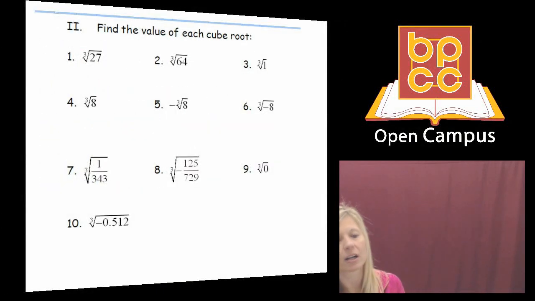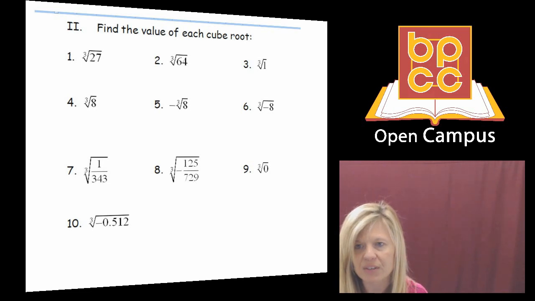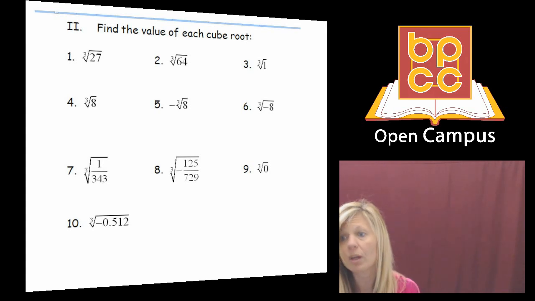All right, so let's look. The cube root of 27, there's no work. What number do you multiply 3 times to give you 27? That's 3. The cube root of 64, there is no work. What number do you multiply 3 times to give you 64? That's 4. Cube root of 1. What number do you multiply 3 times to give you 1? That's 1.